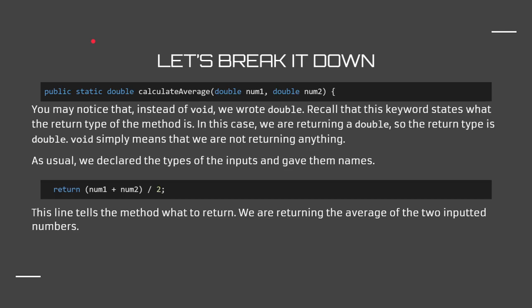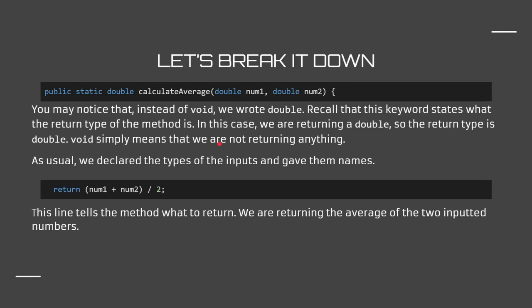Public static double calculateAverage(double num1, double num2). You might notice that instead of void, we wrote double. Recall that this keyword states what the return type of the method is. So in this case, we are returning a double. We are returning the average of two numbers, which is a decimal, which is a double. So the return type is double. Void simply means that we are not returning anything, which is why we always used void in the past.